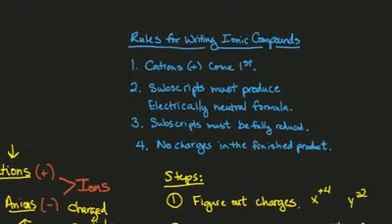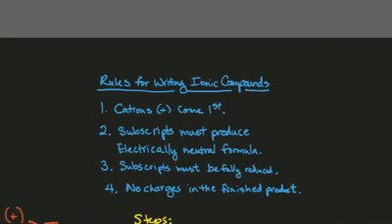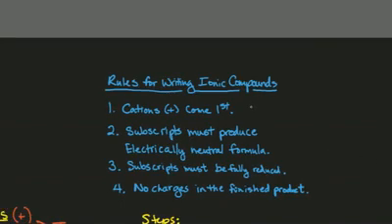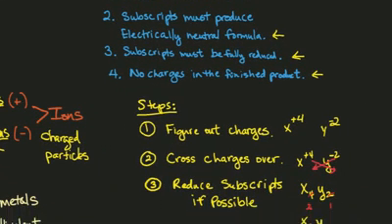There are a few basic rules that must be followed when writing ionic compounds, the first of which is the cations come first. Then we must have the subscripts produce electrically neutral formulas. The subscripts must be fully reduced. And there should be no charges in the finished product. So don't draw any plus or minus signs.